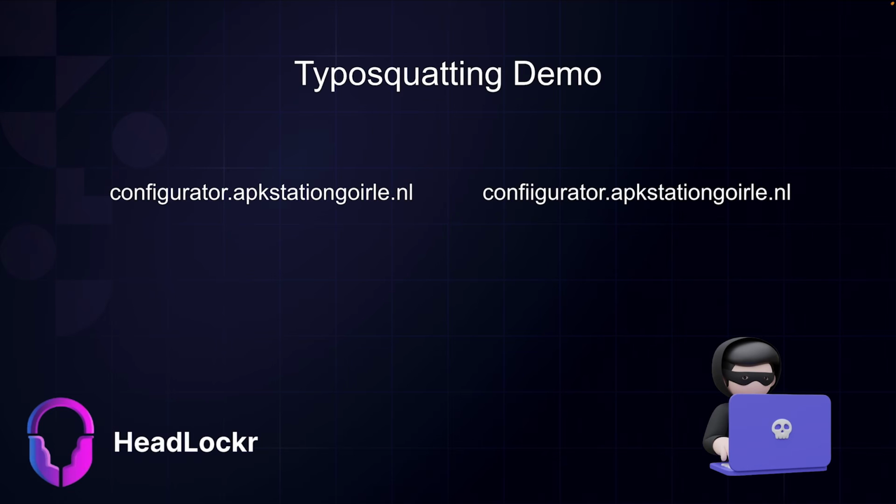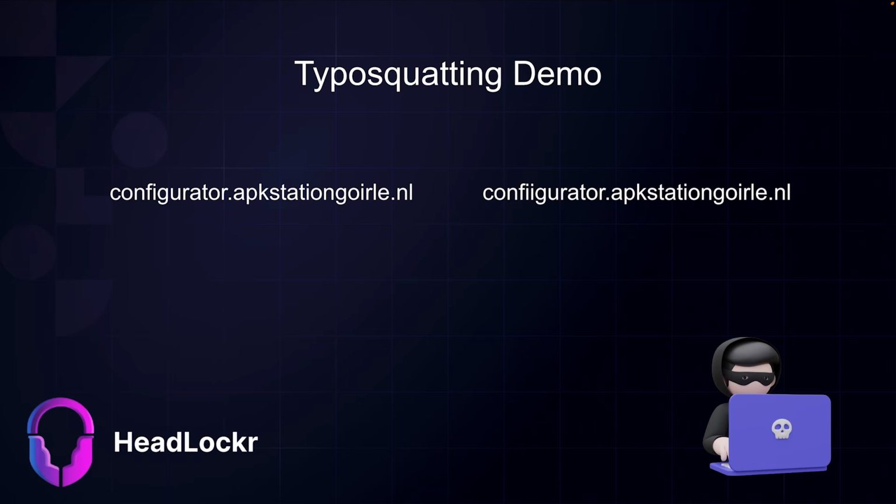There's also another one. It's called typosquatting. Can someone tell me what is obvious, or is there something weird with these two domain names? There's a double I on the configurator on the right side. Exactly. So it's a minor change in the domain name, and if you really look at those two domain names next to each other, it's obvious.